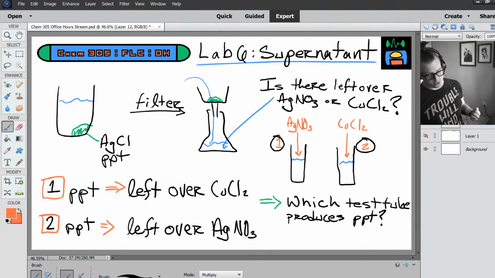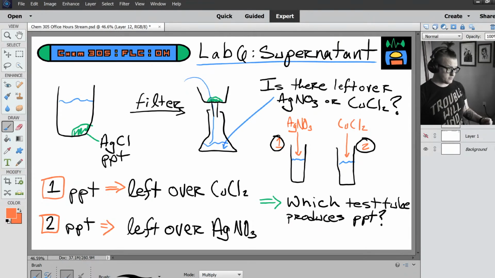Did we have leftover copper 2 chloride? Did we have leftover silver nitrate? If we have leftover copper 2 chloride, the test tube where we added silver nitrate will produce a precipitate, which tells us that we have leftover copper. If we have leftover silver nitrate, the one we added copper 2 chloride to will give us a precipitate. That's the whole point of observing the supernatant after you add those two things to it after the reaction's over.